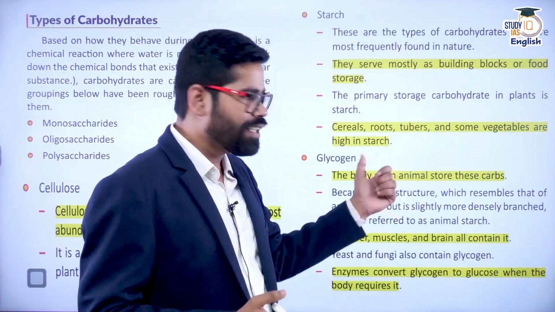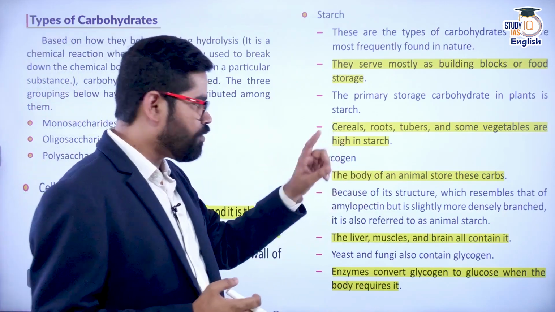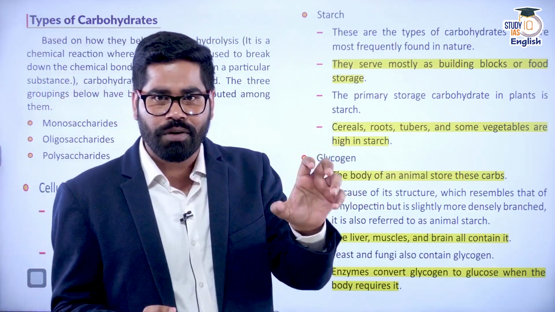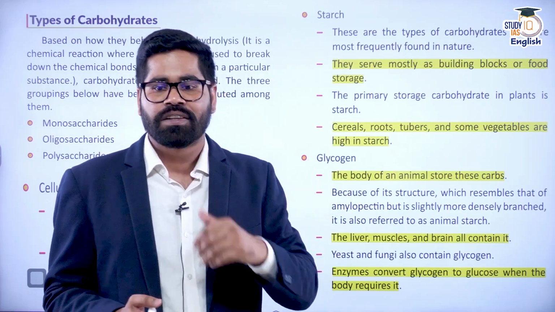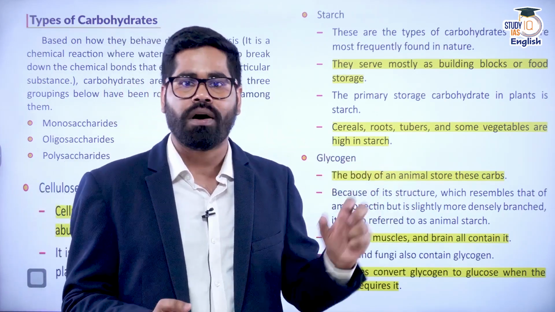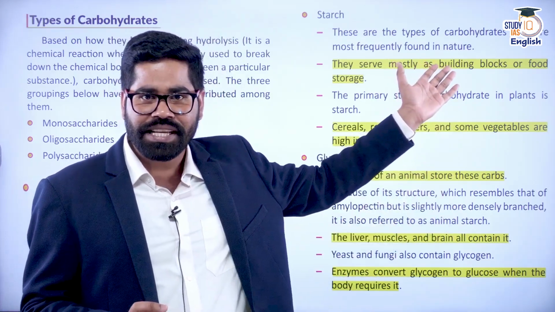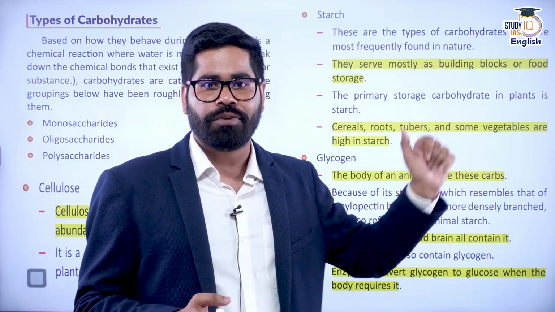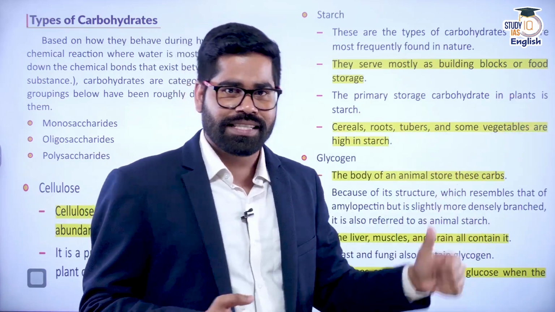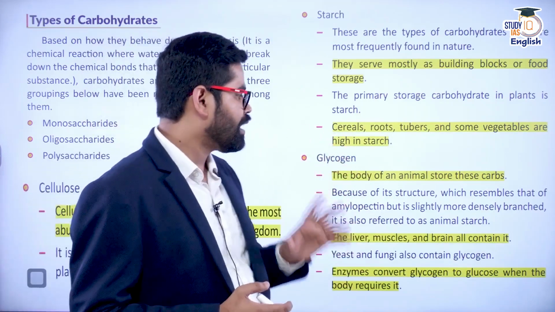Another important carbohydrate is glycogen. Glycogen is that form of carbohydrate in which the carbohydrates are stored in case of animals. Like in case of plants, we have seen they are storing carbohydrate in form of starch. In the similar manner, if we talk about the animals, they are storing it in form of glycogen.